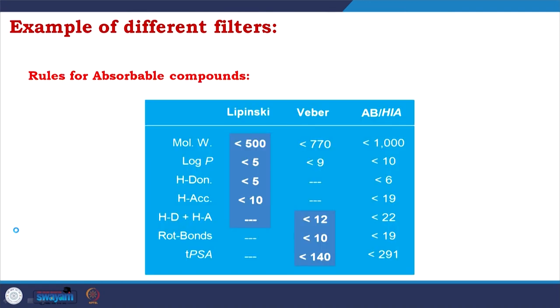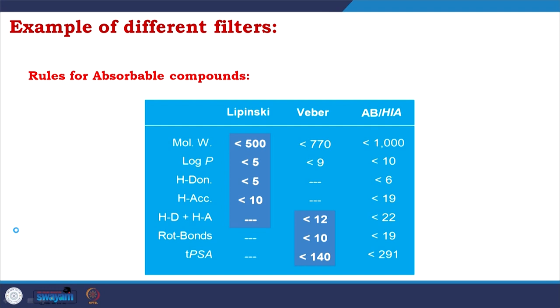Besides Lipinski, there are other examples of different filters. Here we compare Lipinski's rule of 5 with Veber and Ghose. In Lipinski, the molecular weight should be less than 500 Dalton, log P less than 5, hydrogen donor less than 5 and hydrogen acceptor less than 10. In Veber, they say the molecular weight should be less than 770 and log P less than 9. They did not give separate measures of donor and acceptor. They think the whole thing should come together, so they make the hydrogen bond donor and acceptor number less than 12.